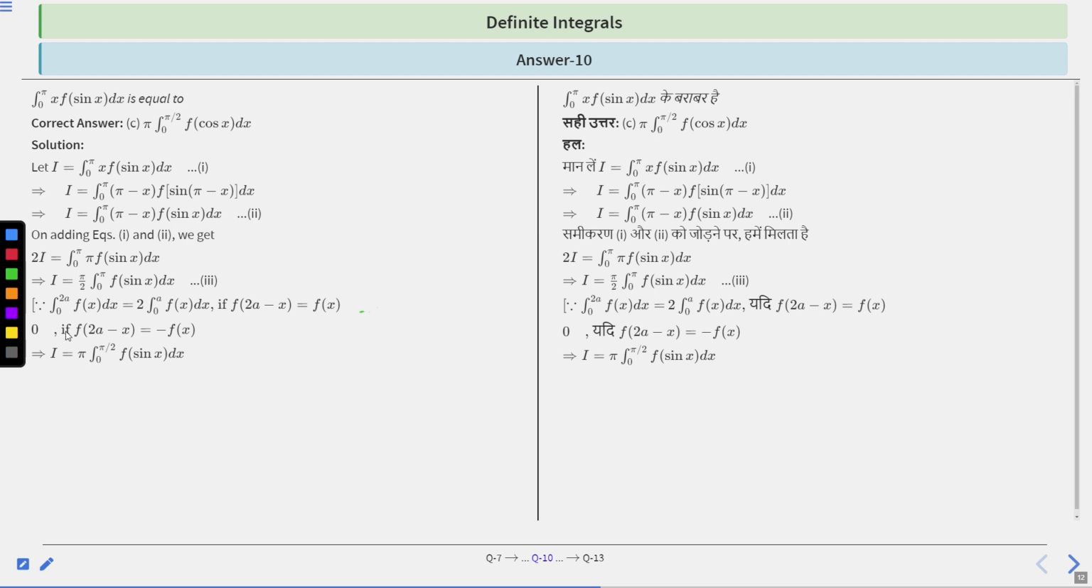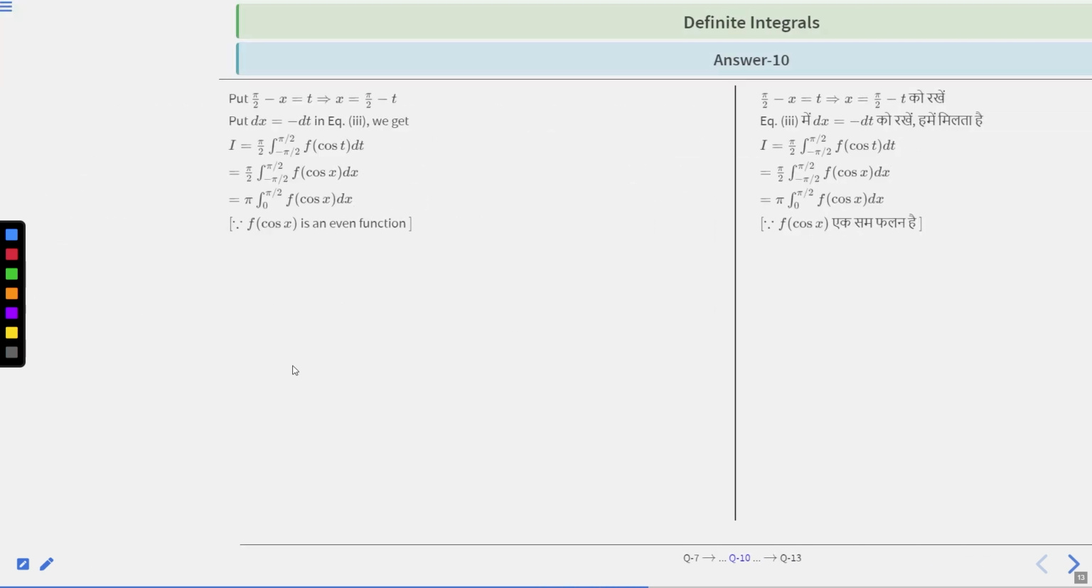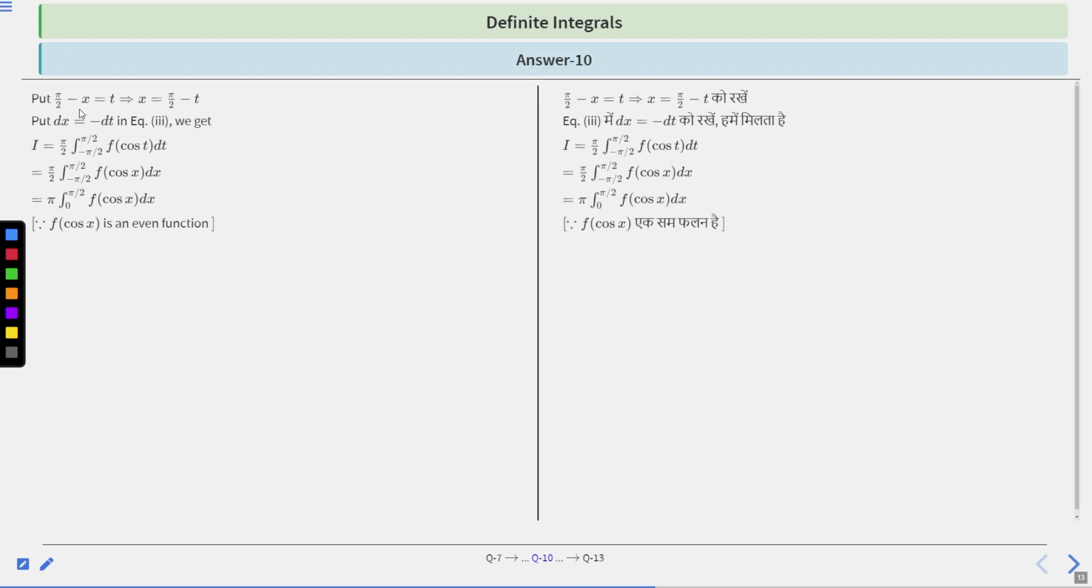Therefore, we can write I is equal to pi by 2 times 2 times integration of 0 to pi by 2 f of sin x dx. Therefore, I is equal to pi times integral from 0 to pi by 2 of f of sin x dx, equation 3. Clear? Now put pi by 2 minus x equal to t. Therefore, x is equal to pi by 2 minus t, and dx will be equal to minus dt.